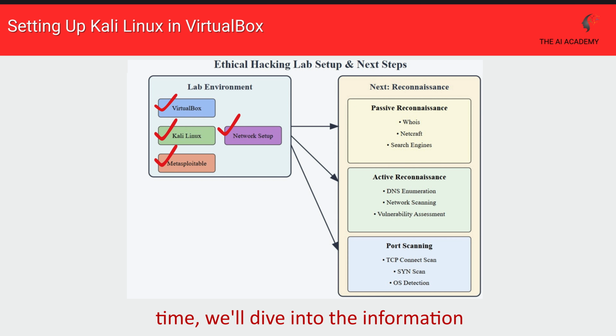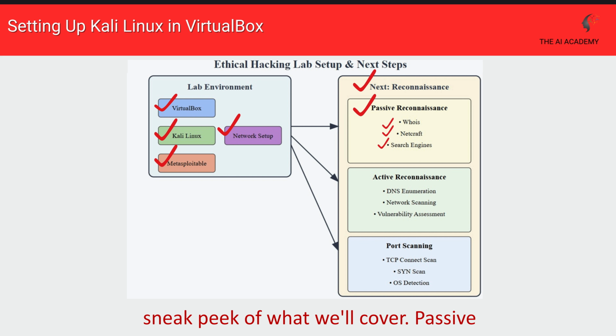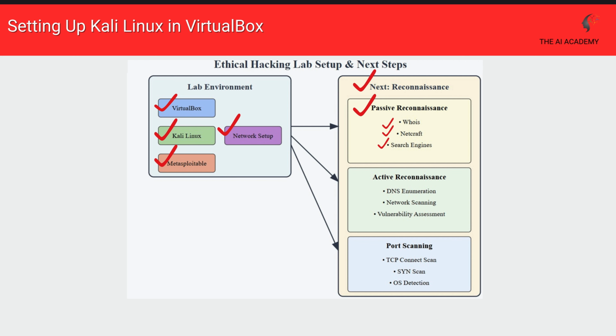Next time, we'll dive into the information gathering phase of ethical hacking, also known as reconnaissance. It's the first step hackers, and ethical hackers, take to learn about their targets. Here's a sneak peek of what we'll cover. Passive reconnaissance. Techniques to gather information without directly interacting with the target system. Tools like Whois, Netcraft, and search engine operators to uncover valuable data.